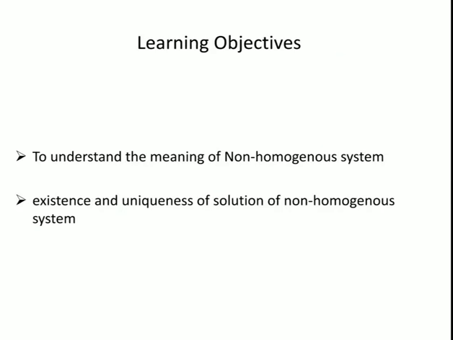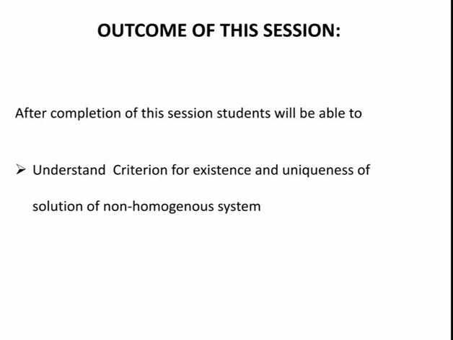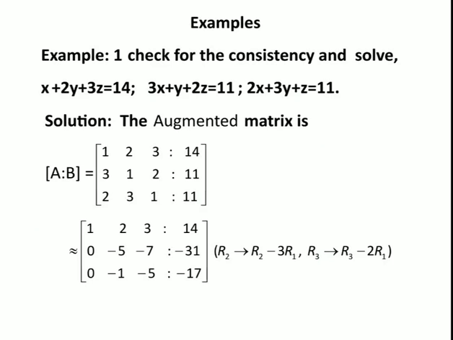That is, we are studying some more examples on the system of non-homogeneous equations. The outcome of this session is again the same. We can understand the criterion for existence and uniqueness of the solution of non-homogeneous system of equations. Let us take one more example on this. In what condition we can have uniqueness, that is, whether it has a unique solution, finite solution, infinite solution or no solution. Let us take one example.